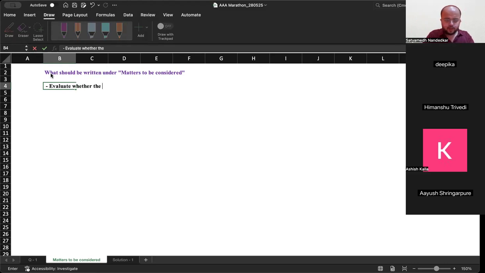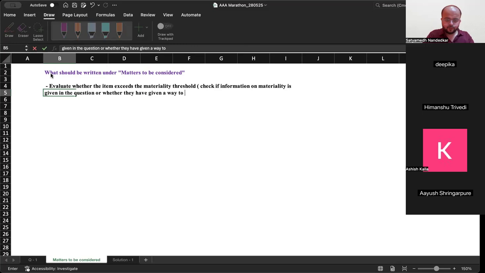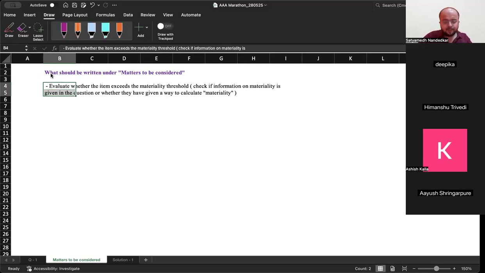Evaluate whether the item exceeds the materiality threshold. Check if information on materiality is given in the question, or whether they have given a way to calculate materiality. Materiality either given or not, and evaluate whether the item exceeds the materiality threshold.